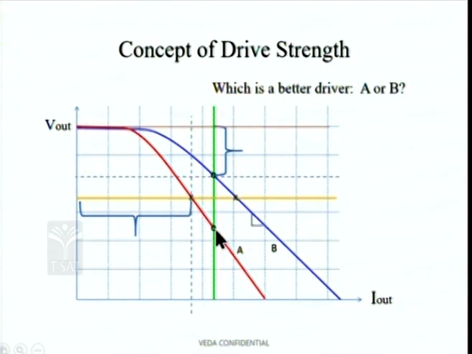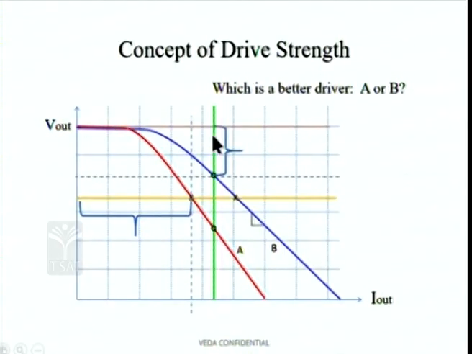Now, the most ideal driver would be a driver which has a completely horizontal line like this, which is the characteristic of an ideal voltage source whose output voltage doesn't change even if the current supplied by that voltage source is increasing. Therefore, an ideal voltage source has zero internal resistance, which is given by the horizontal line being shown over here. That would be the ideal driver.